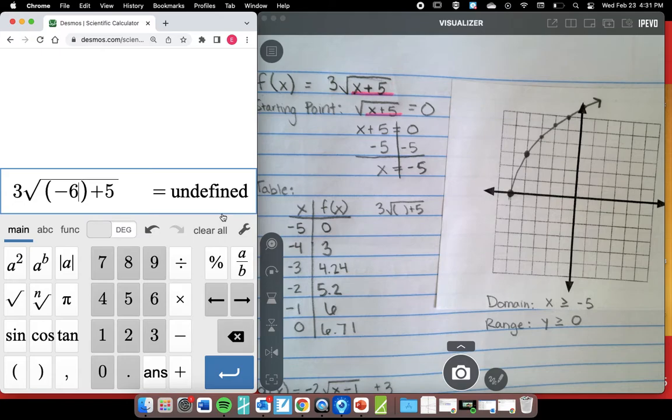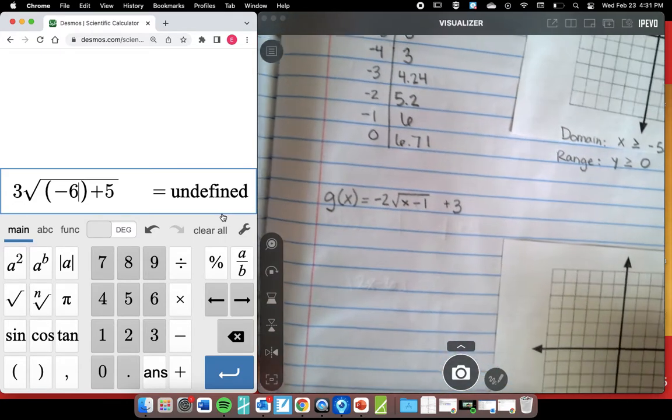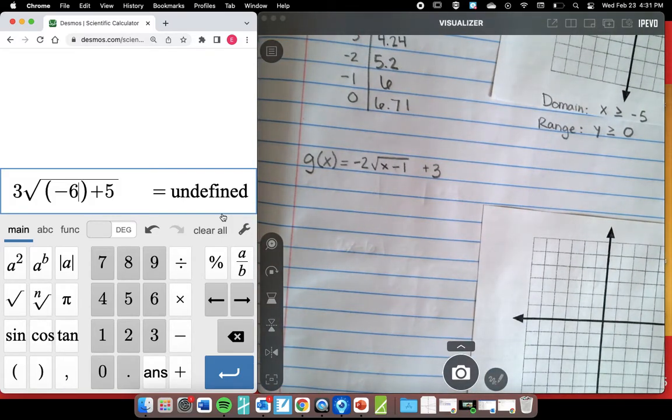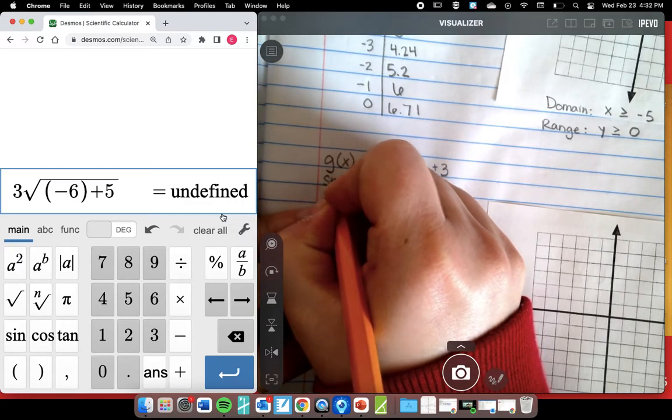All right, we have one more problem that we are going to do. Okay, so just one more. So if you need to pause, make sure you do that. We have g of x equals negative 2 times the square root of x minus 1, and then that plus 3 is on the outside. So first thing we're going to do is find our starting point.